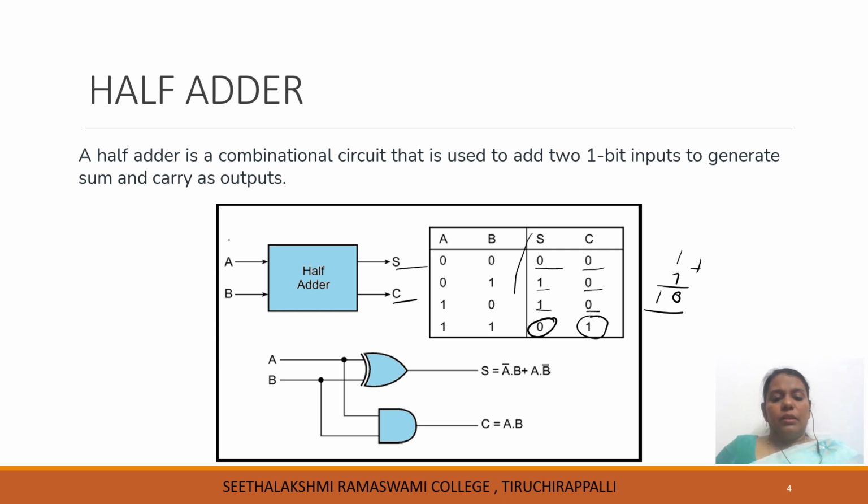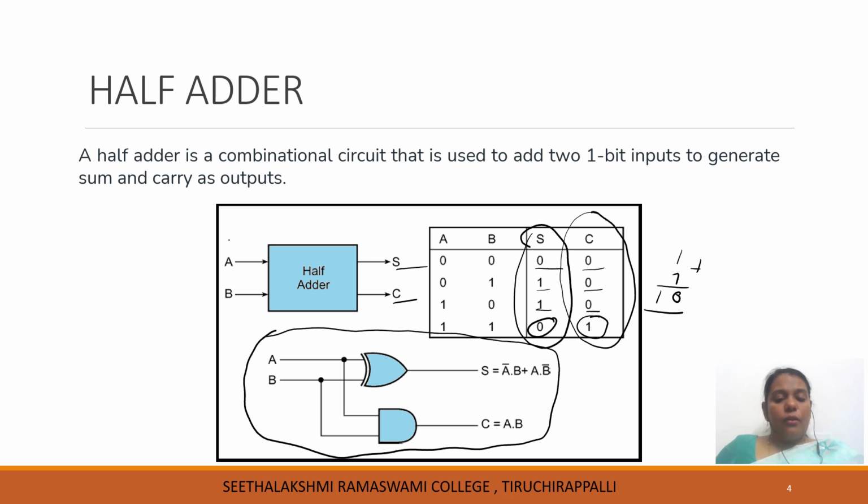From the truth table, the sum is equal to the truth table of an XOR gate and the truth table of the carry is equal to the truth table of an AND gate. That is how the logical circuit is designed. Here is the logical circuit of a half adder, where this is an XOR gate and here it is an AND gate. So this is how a half adder works.